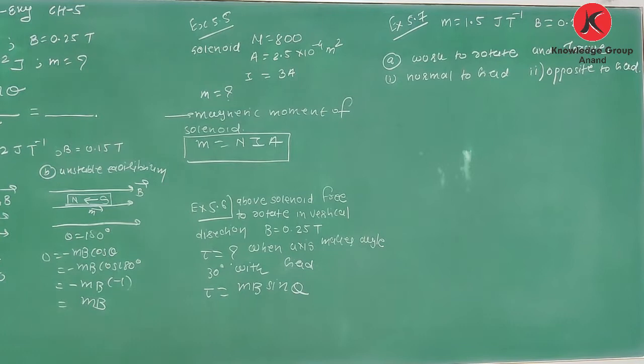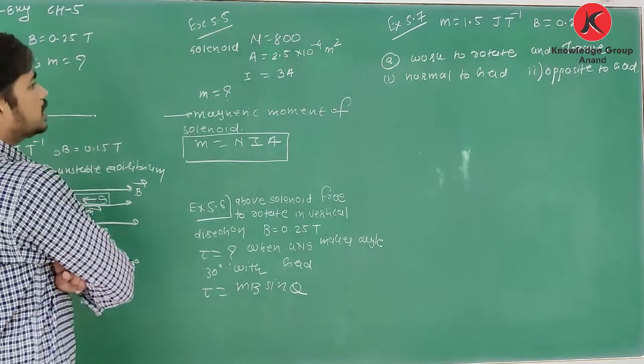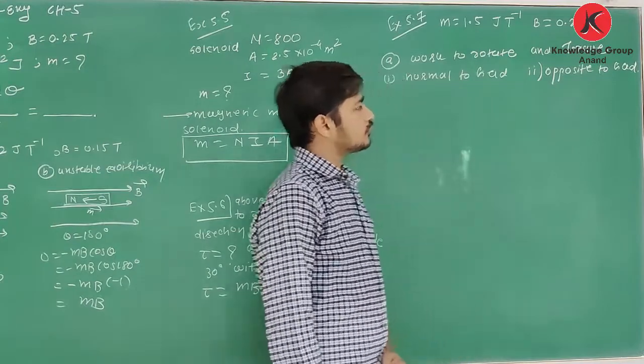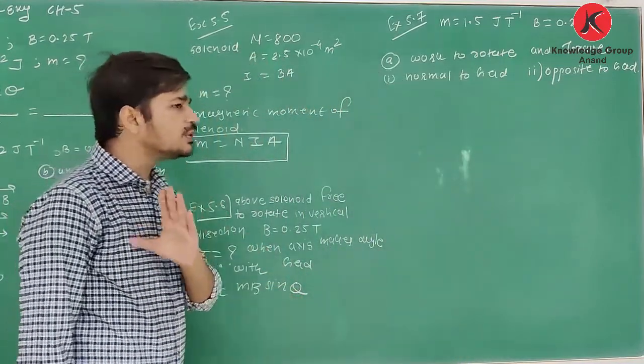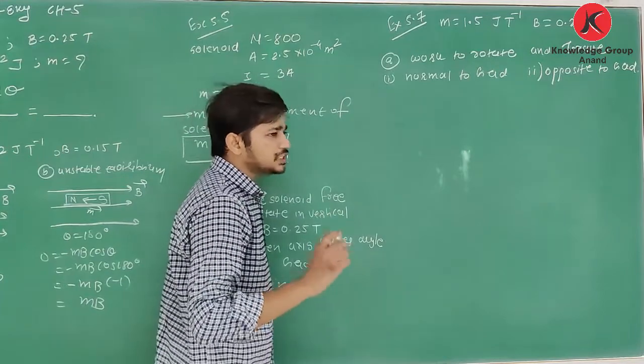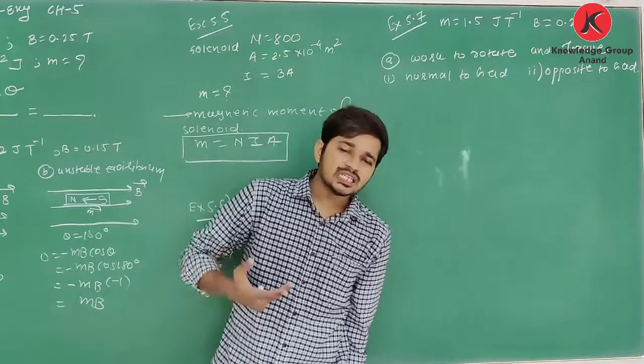You have to find the work required to rotate a magnet and the torque when the magnet is rotated from the equilibrium condition, first to normal to the field and second to opposite to the field. Initially it is in equilibrium condition, which means theta 1 is equal to 0.